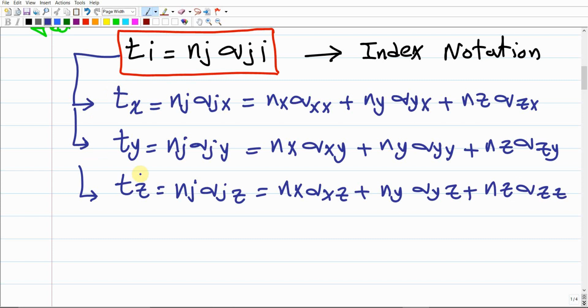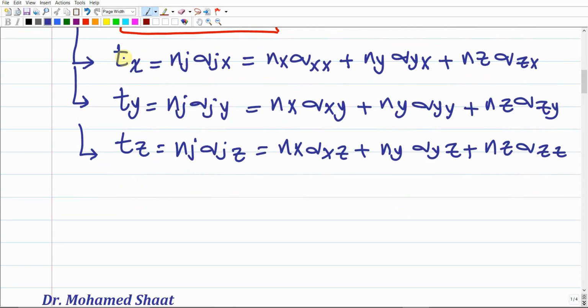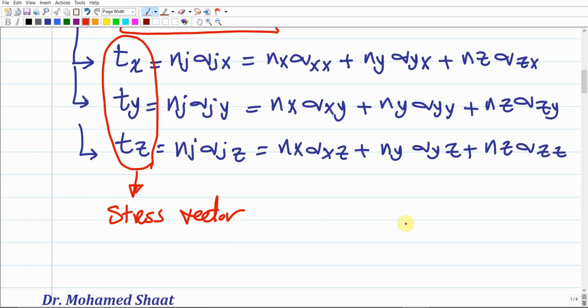Make sense? So these are the three components of this vector. Because this vector depends on the different components of the stress, people can call it the stress vector. We can name it the stress vector because it is already a vector. But the components sigma xx, sigma xy, and so on are the components of the stress tensor.